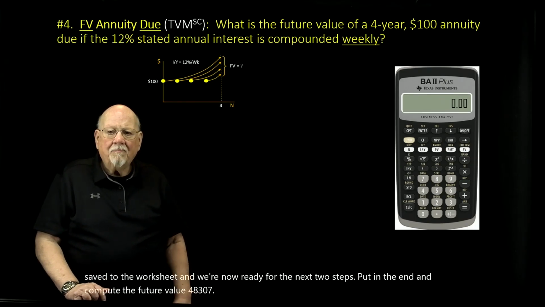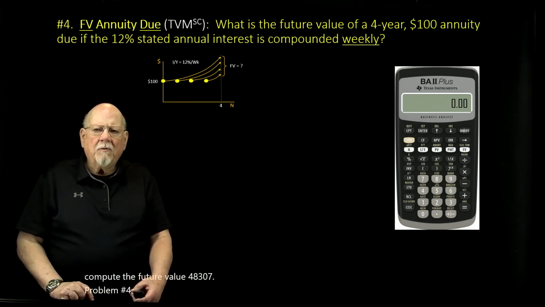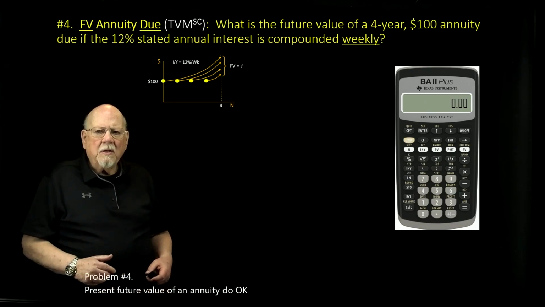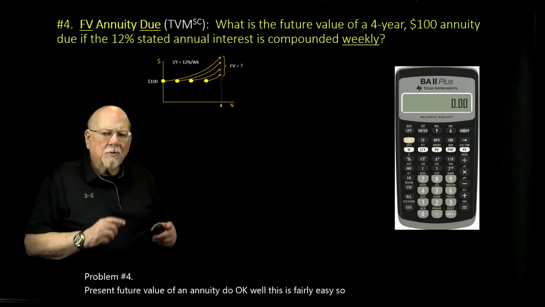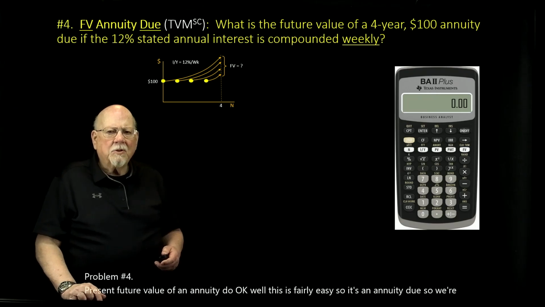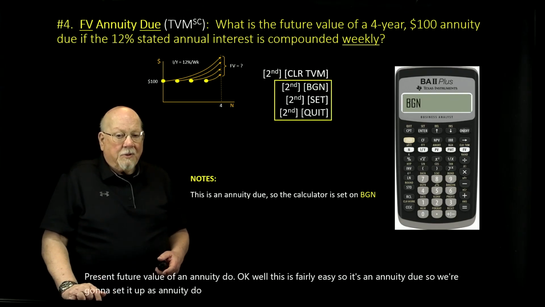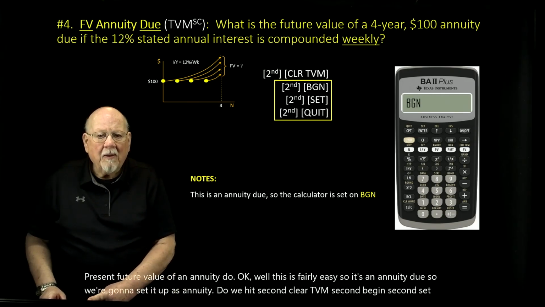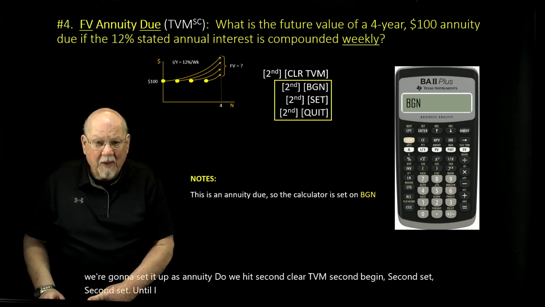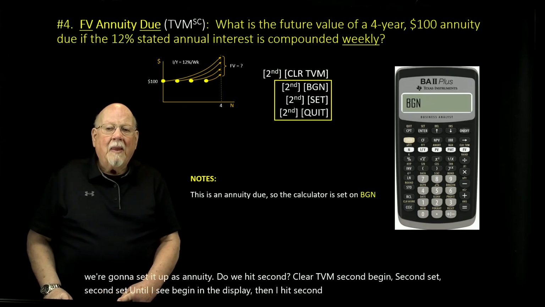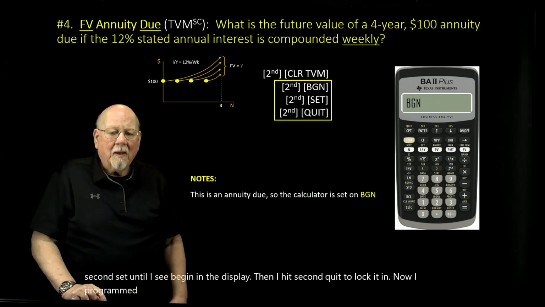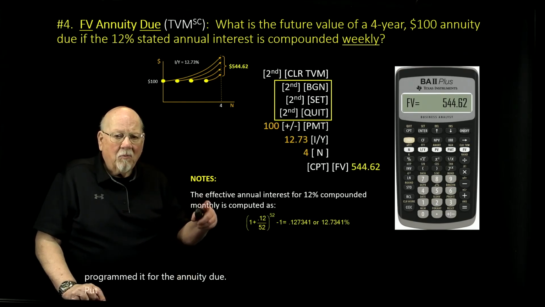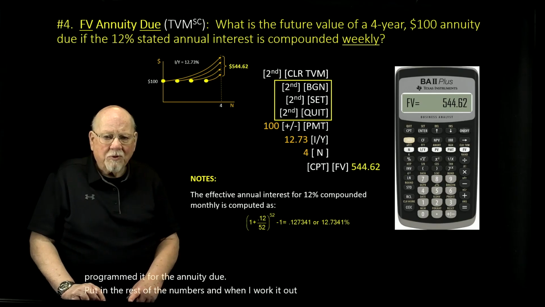Problem number 4. Future value of an annuity due. Okay, well, this is fairly easy. So it's an annuity due, so we're going to set it up as annuity due. We hit second clear TVM, second begin, second set, until I see begin in the display. Then I hit second quit to lock it in. Now I've programmed it for the annuity due. Put in the rest of the numbers, and when I work it out, it's going to be 544.62.